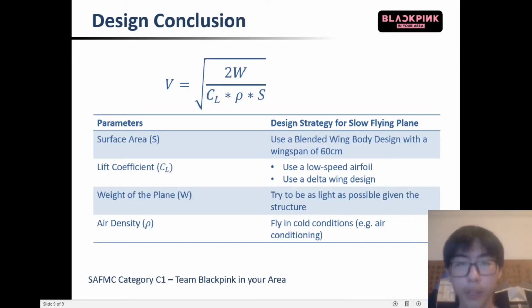In conclusion, my design strategy for a slow-flying plane is to use a blended wing body design with a wingspan of 60 cm, and a low-speed airfoil and a delta wing design, and create the plane as light as possible given the structure, and fly the plane in cold conditions.